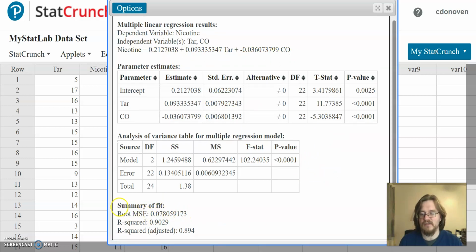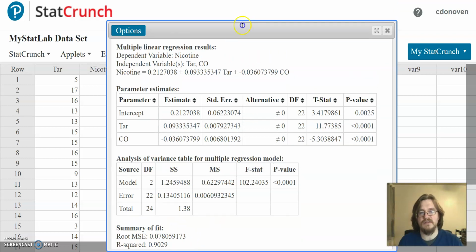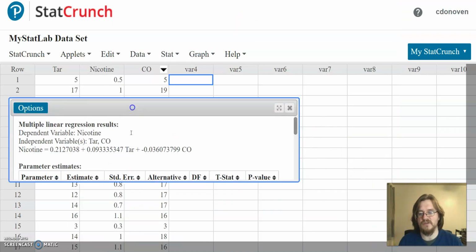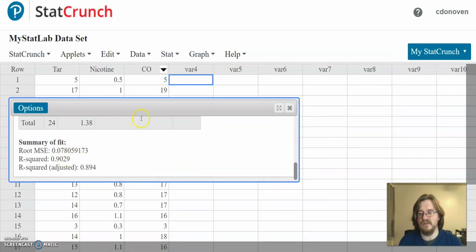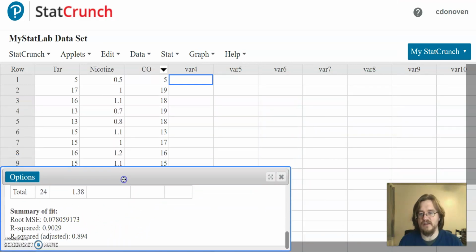Way down at the bottom, it gives us a summary of fit, to say the goodness of fit. And the important line is the r squared, and in particular the adjusted r squared. And that's going to be 0.894. So that is pretty high. It's pretty close to 1. So this is good. I'm going to shrink this down, and we'll leave this up here.